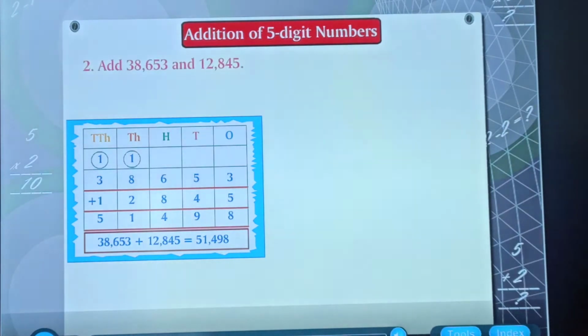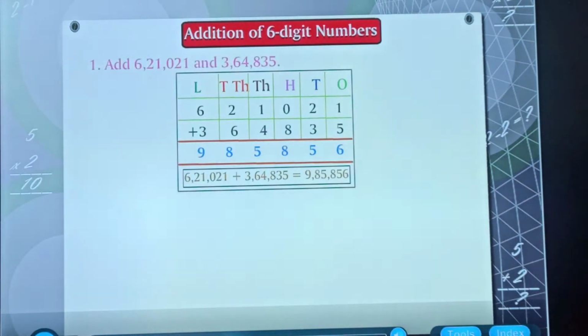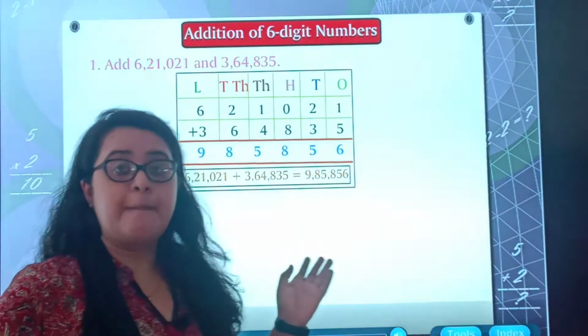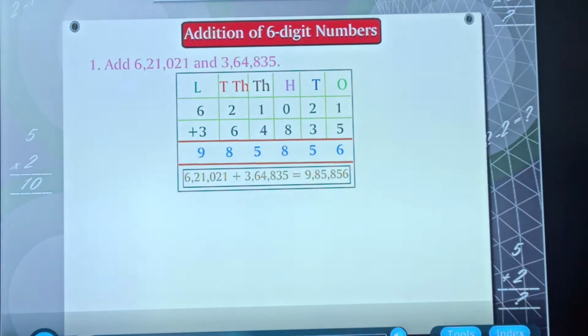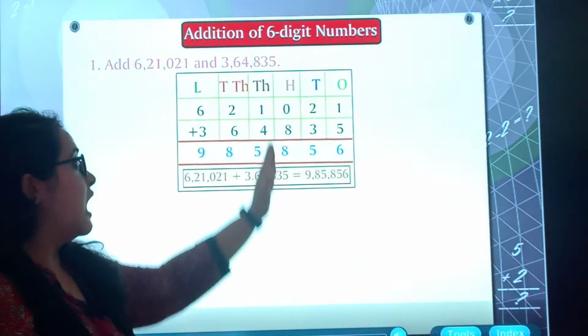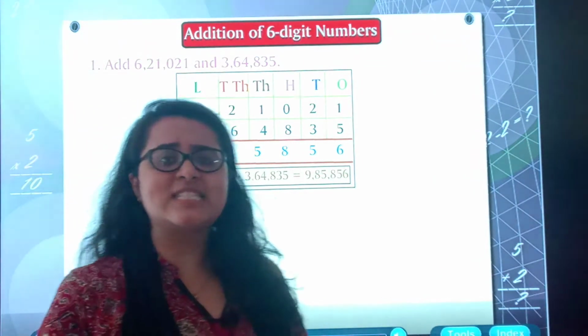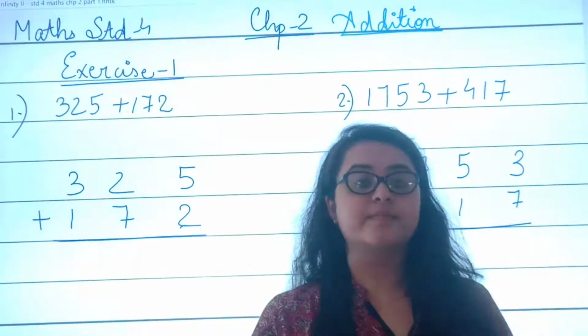Add 38,653 and 12,845. Add ones. 3 plus 5 is equal to 8 ones. Carry over 1 to the 10,000s. 6,21,000. So this is the example of a 6-digit number. In this also, we add from ones, tens, hundreds, thousands, 10,000s and lakhs. Okay. So let's move to the exercise so we can come to know.